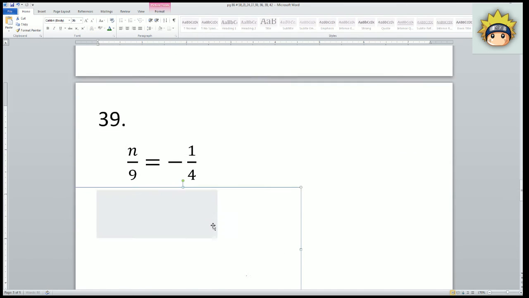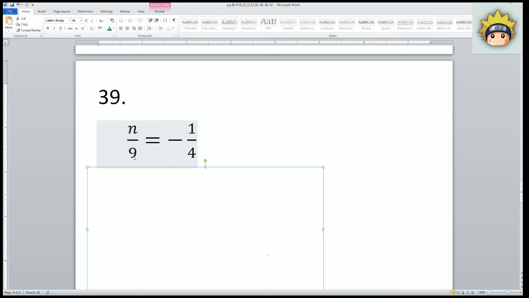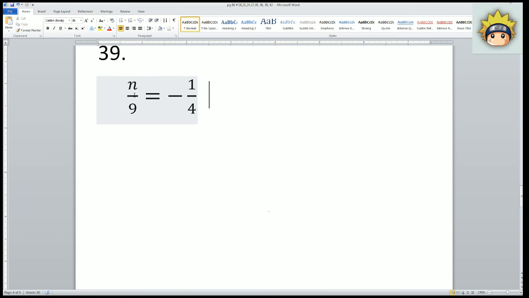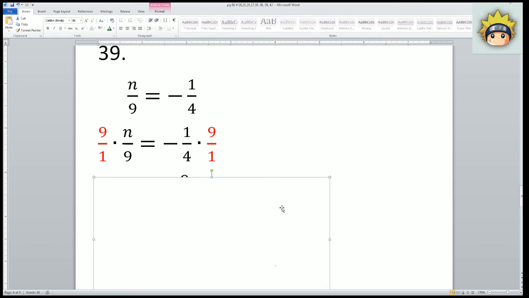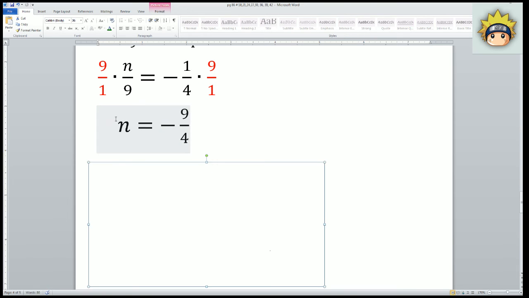Okay, number 39. Same procedure. We have to think about the inverse operator so we can solve for n. This is divide by 9. To get rid of the divide by 9, we multiply by 9. 9 over 1 times 9 over 1. This becomes 9 over 9. That simplifies to 1.